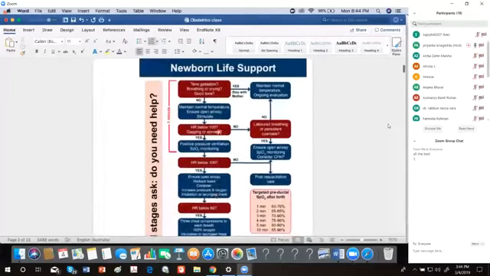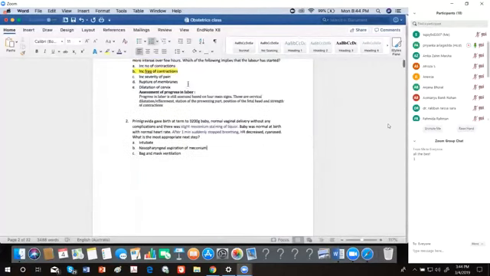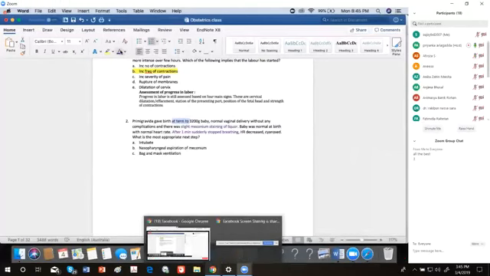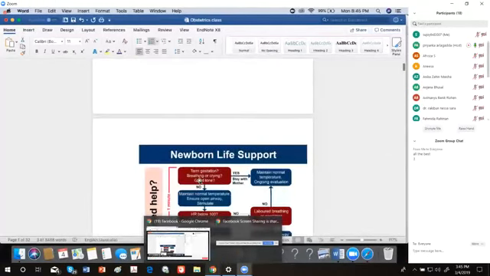So newborn life support. First we'll check, is it the term gestation? So what does the question say? Does the question say anything about the term or preterm? No. So here the birth is at term. Okay. So that it is at term, and the baby is breathing or crying.